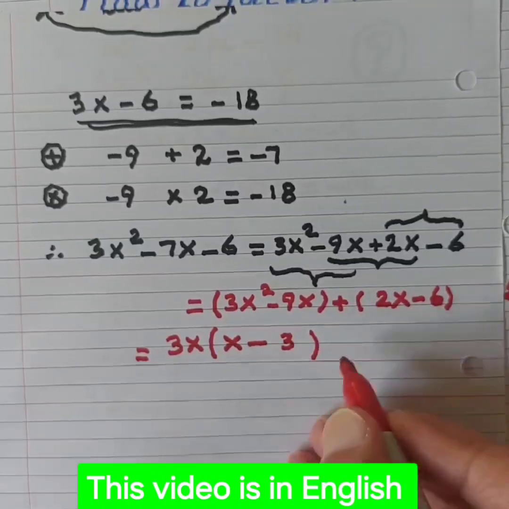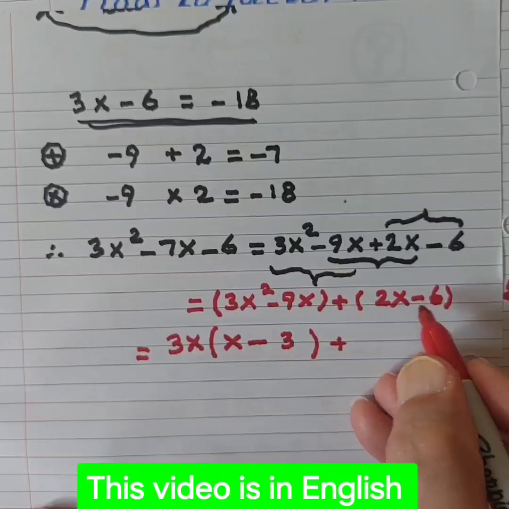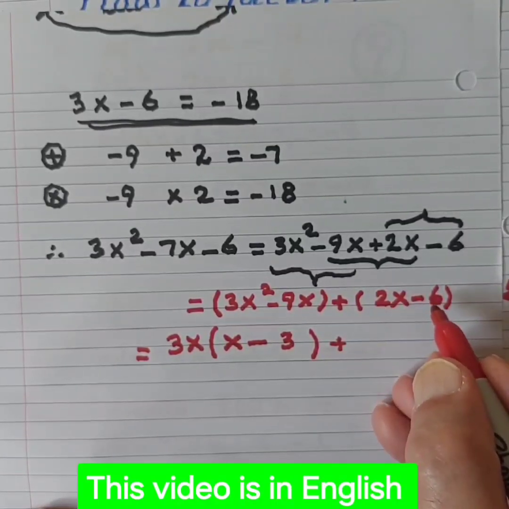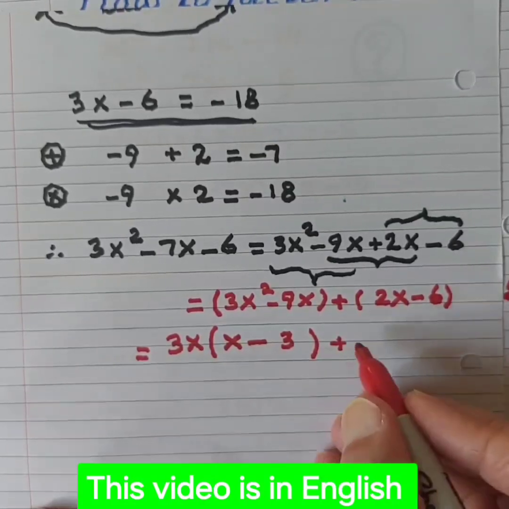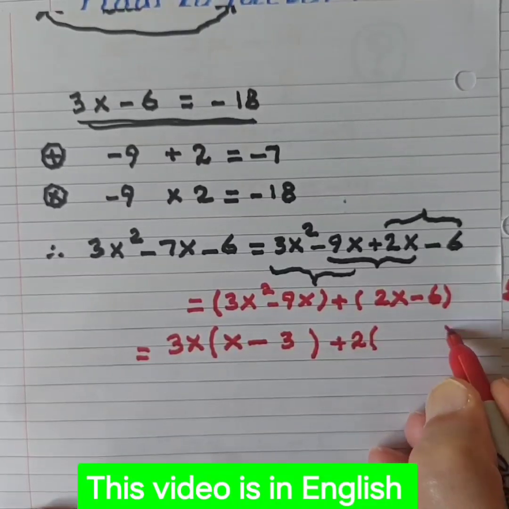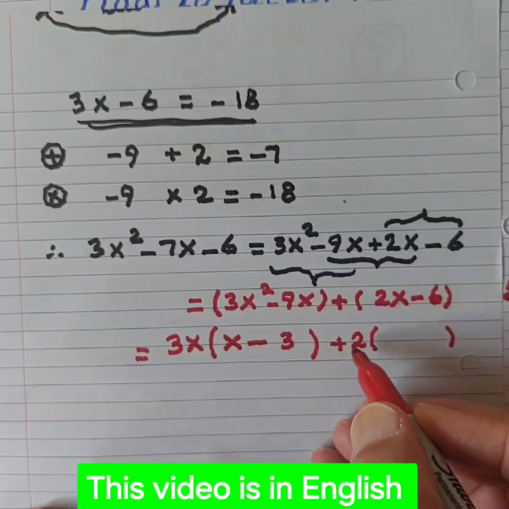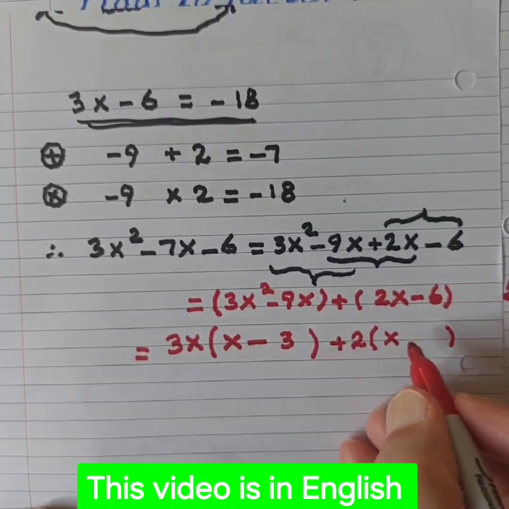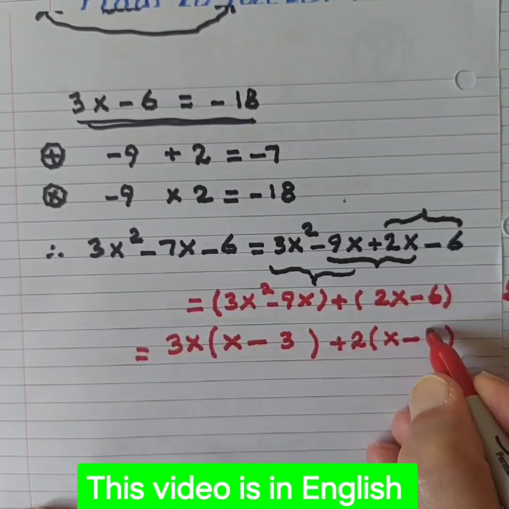Move to the other brackets now. Also in the other brackets we have a common factor, which is 2: here is 3 times 2, here is 2. That means 2 is the common factor. We write this common factor outside the brackets and write the rest inside the brackets. 2x divided by 2 will give me only x. We write it here. Minus, write it here, 6 over 2, that means 3.